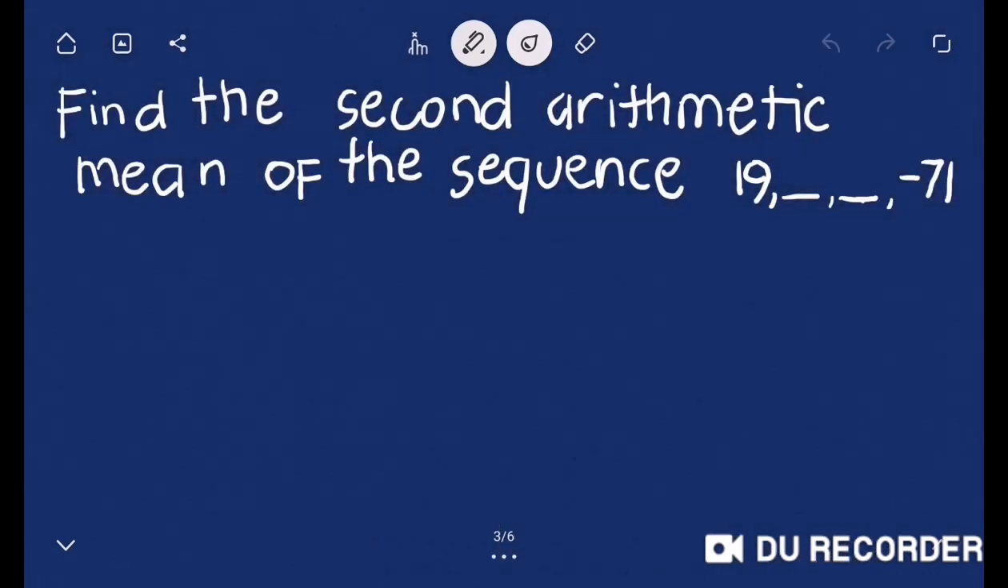So let's say, we have a sequence wherein nawawala yung in-between terms. So let us consider the sequence 19, then merong nawawalang dalawang terms followed by negative 71. So meaning to say, if we're going to analyze, meron tayong 4 na terms ng arithmetic sequence kung saan nawawala yung pangalawa at pangatlong term.